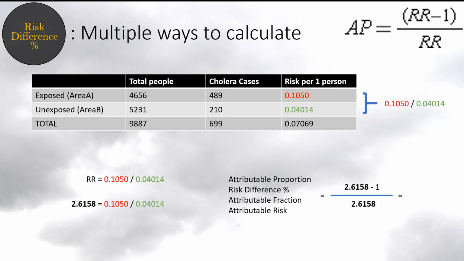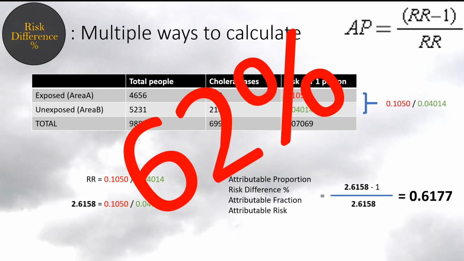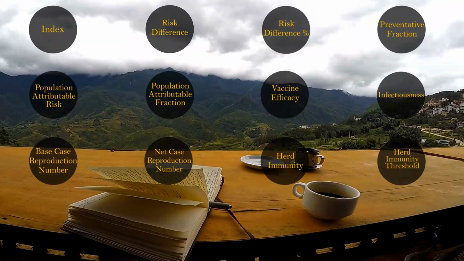The result is 2.6158. We plug it into the calculation of the attributable proportion, risk difference percent, attributable fraction, and attributable risk. This gives us 0.6177, which is 62%, which we're familiar with from the other calculation. That, my friends, is risk difference.